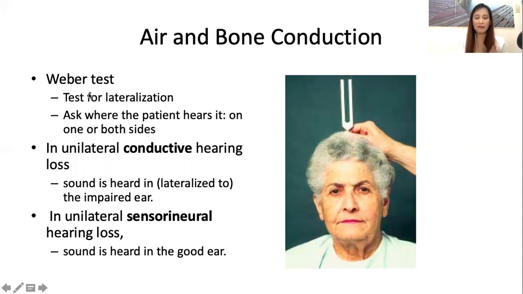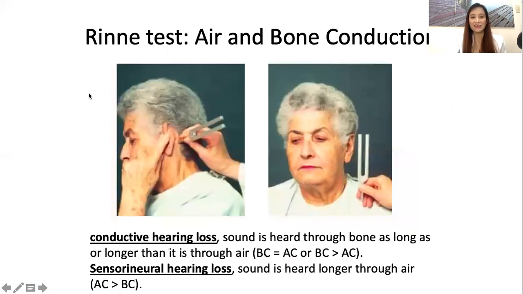So the Weber test is not a standalone test. You have to correlate it also with your Rinne test, because the Rinne test will tell you whether this is conductive or sensorineural hearing loss, and the Weber test will tell you which side it is. Okay? So how do we do the Rinne test? So we test for air and bone conduction.